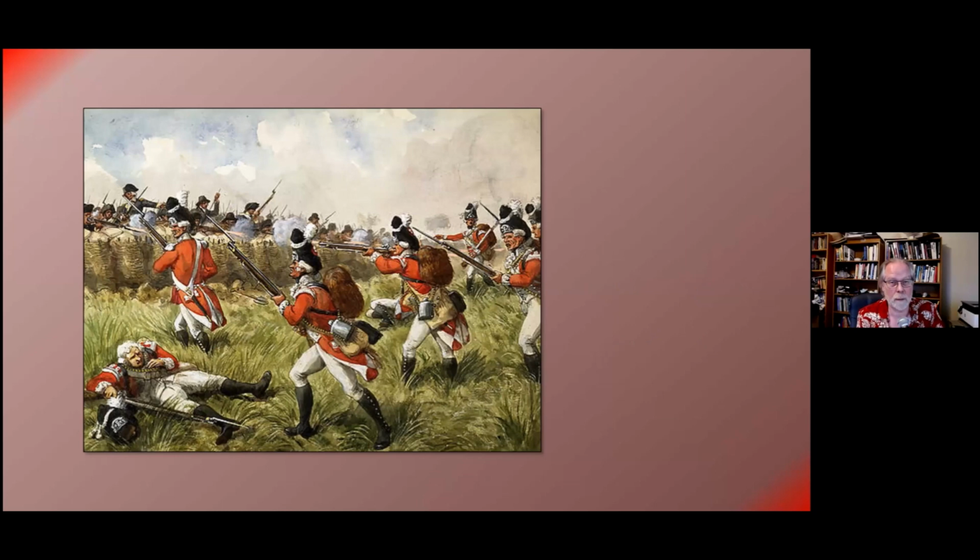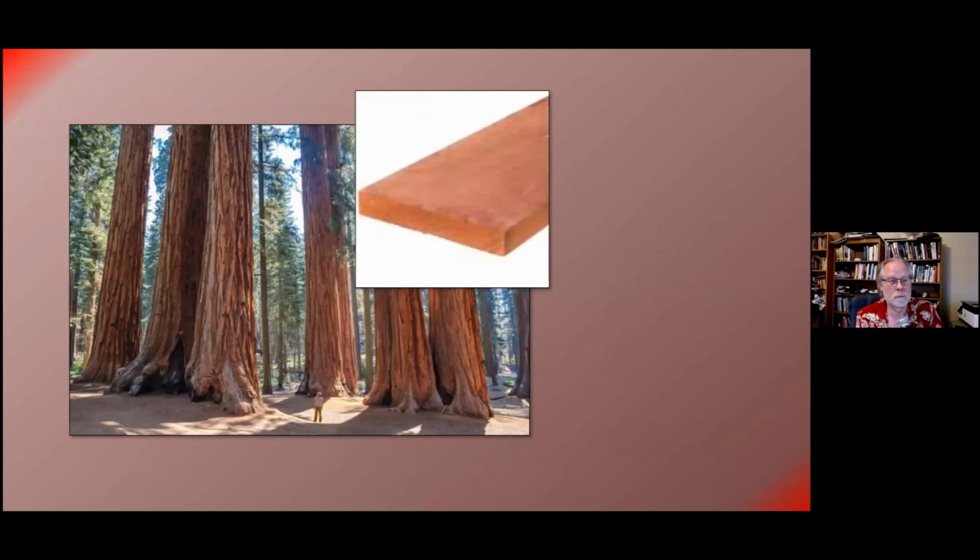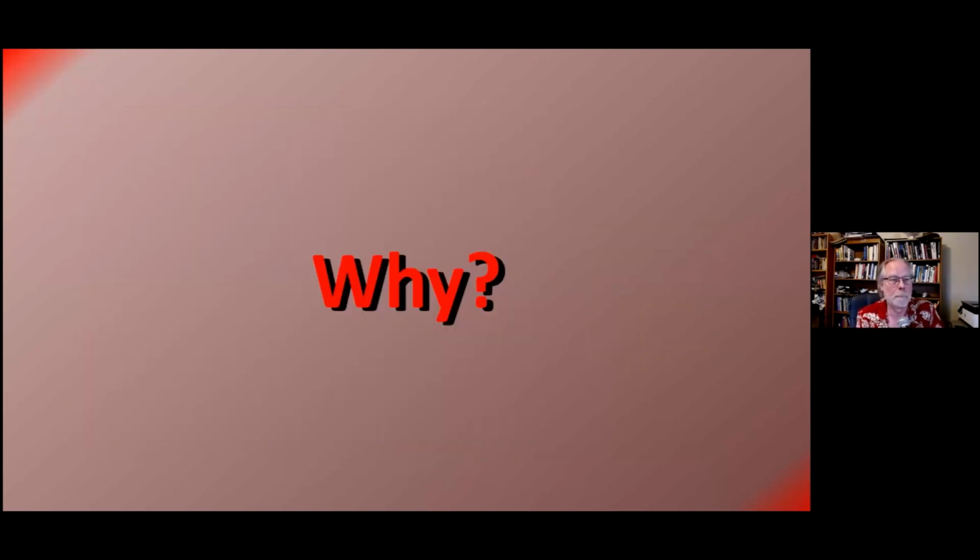The redcoats are coming. And of course, we have the redwood forests. The redwood tree is called a redwood tree because the wood inside of it is brown. Why do we have all of these chromolinguistic misnomers? Why do we call these things red when they're not really red?